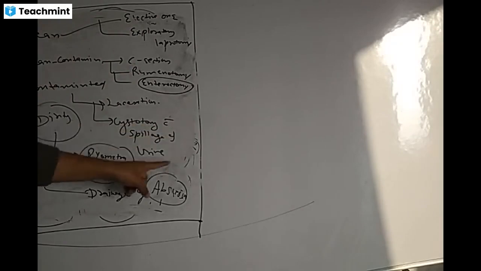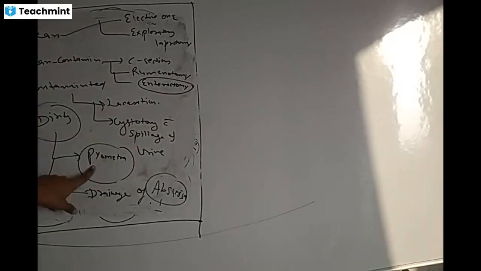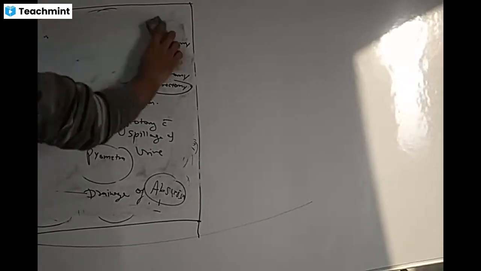Like you are doing cystotomy here, but if the cystotomy is done under aseptic conditions, then it is clean contaminated. If in the same cystotomy there is some break in the aseptic conditions that may lead to spillage of the urine, then it will come under contaminated surgery. Dirty means pyometra or drainage of abscess. So these were asked in your ICAR exam.